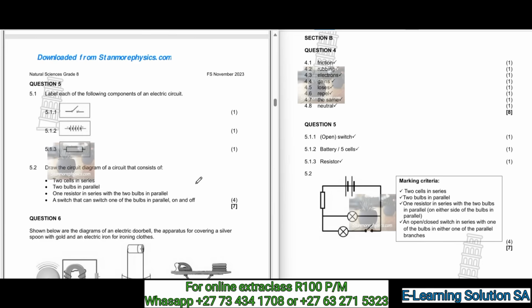Question 5, label each of the following components of an electric circuit. For 5.1.1, it's an open switch.